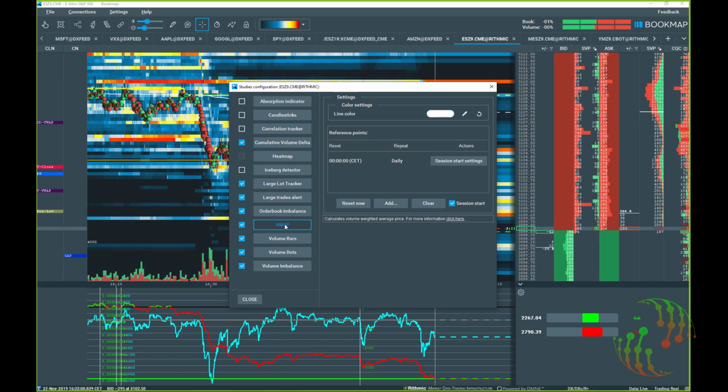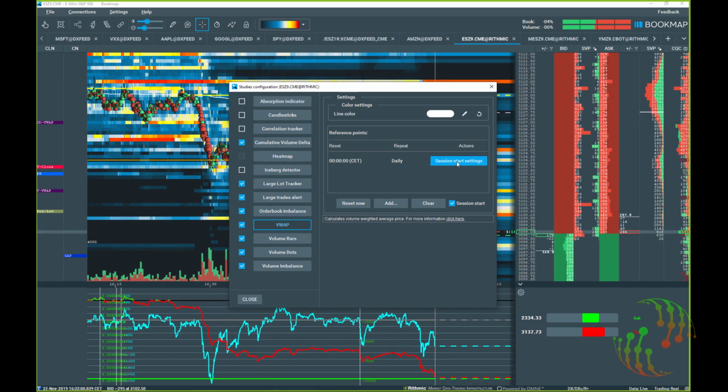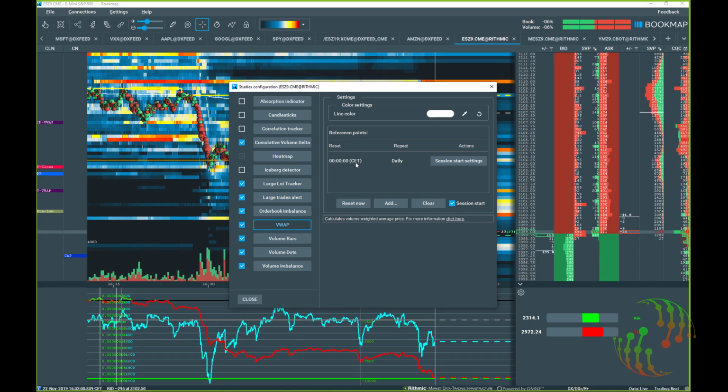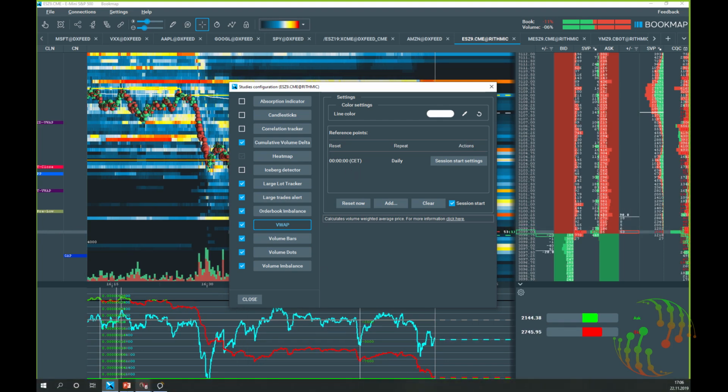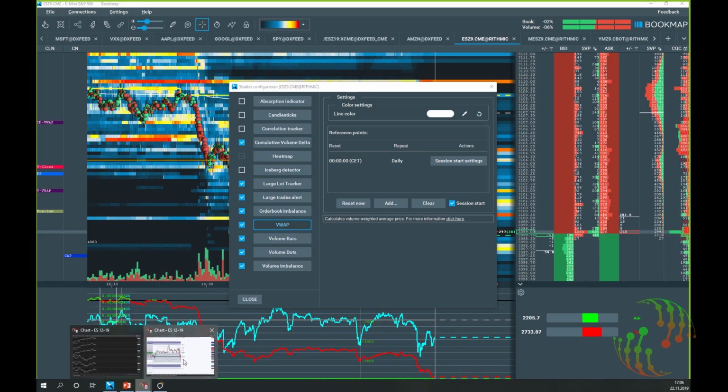So have a look here. Please set it according to your time. The session start at my time is 0 a.m., and I think it is 6 p.m. Eastern time. This should be, yes, this is the normal setting. It shows the VWAP correctly. It should have the same numbers.